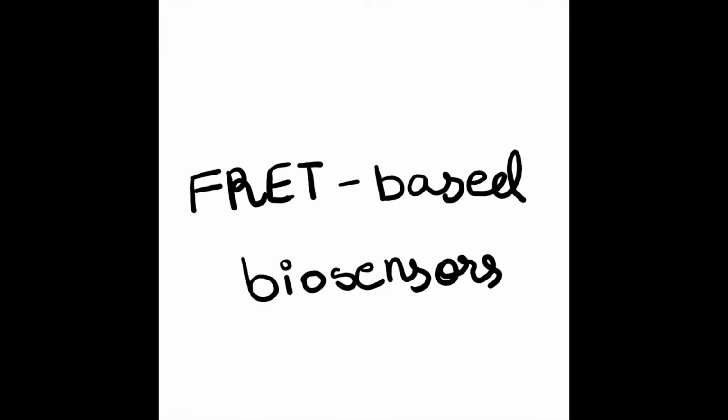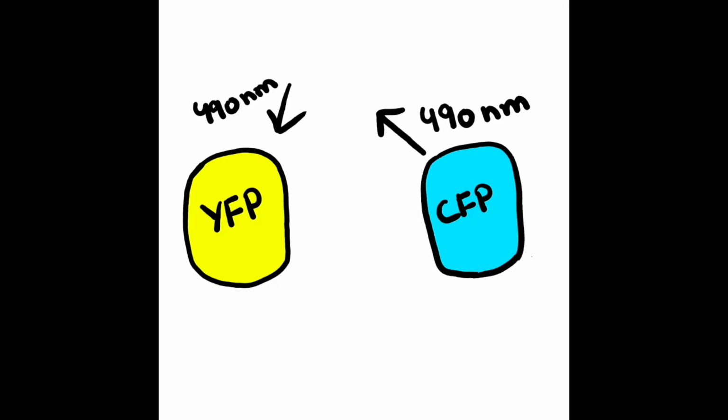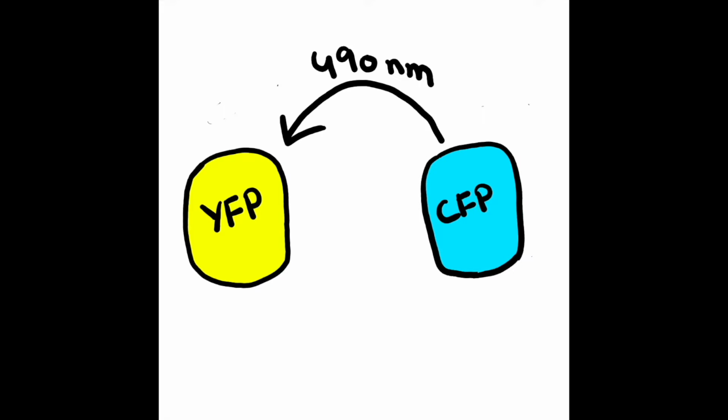So let me briefly explain what FRET-based biosensors are and how they work. The example used here is of YFP, yellow fluorescent protein, and CFP, cyan fluorescent protein. CFP emits 490 nanometers of light and YFP gets excited at this exact wavelength. So a spectral overlap can occur and what we call a FRET can occur, where energy is transferred from CFP to YFP, which causes YFP to glow and CFP to get dimmer.